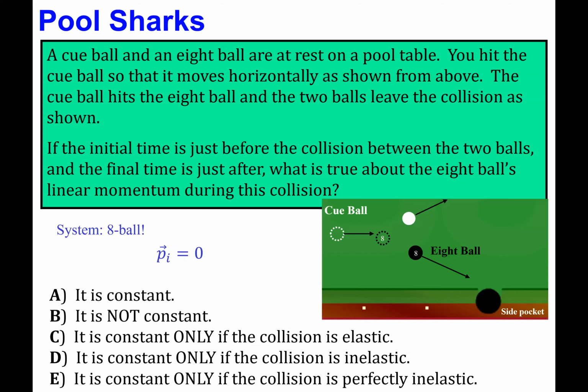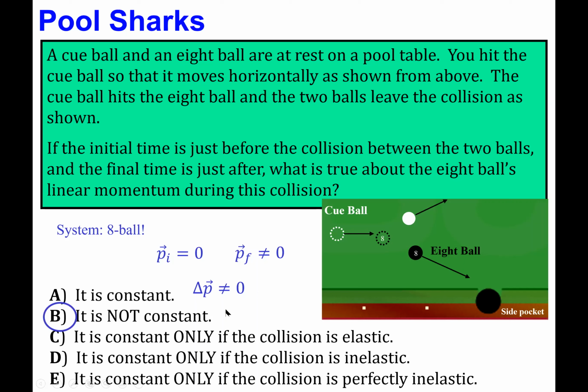That means writing down exactly what the momentum is initially, and the 8-ball is static or stationary to begin with. So the momentum initially is 0. The final momentum is non-zero. We don't know exactly what value it has, but we can see that it's non-zero. That means that the change in momentum during the collision is not zero, which of course means that the momentum itself is not constant during the collision. So B is the correct answer.